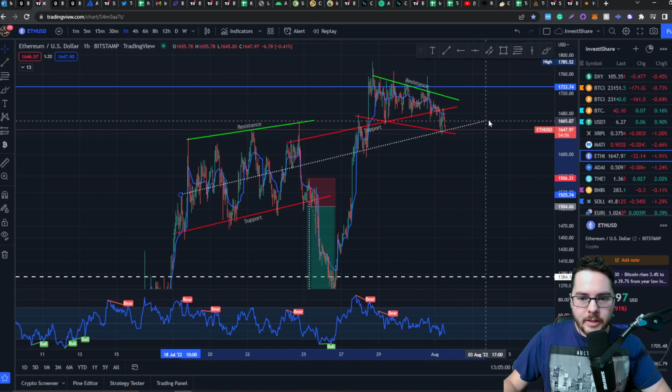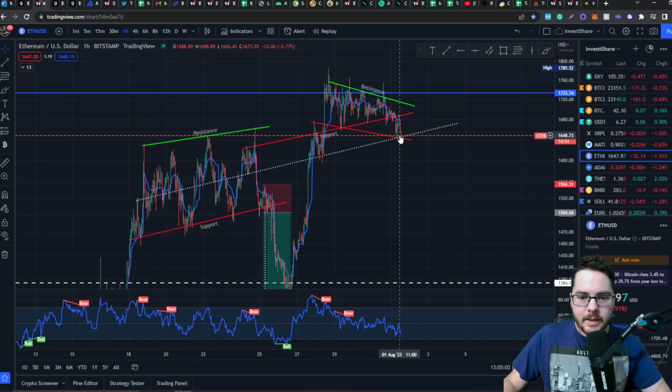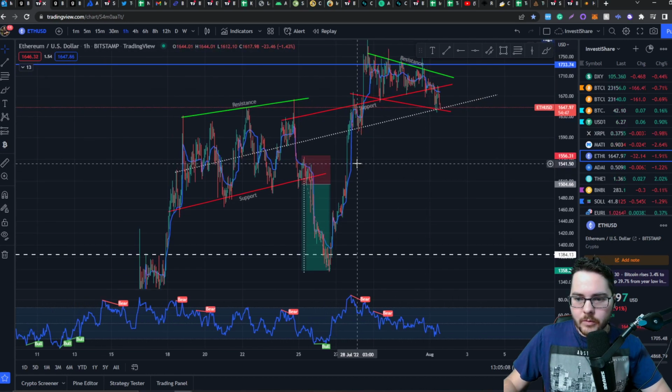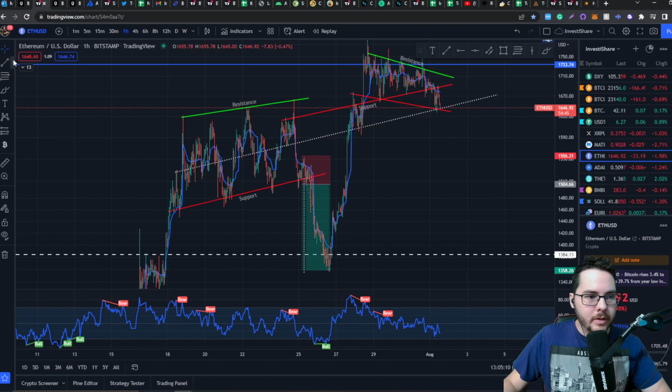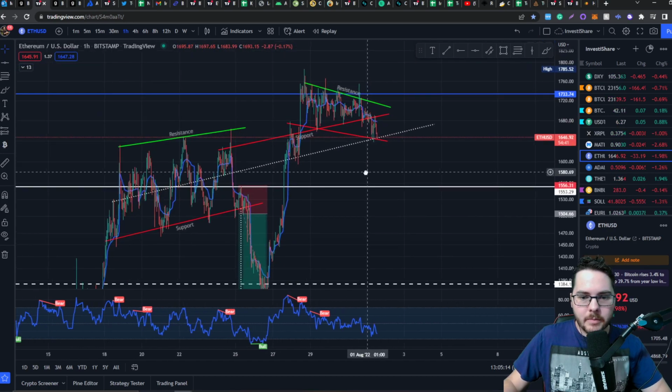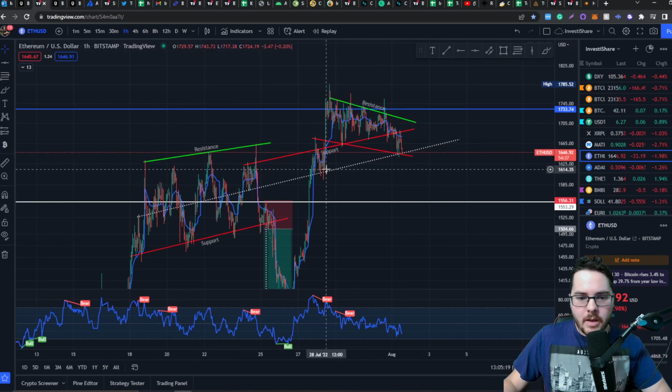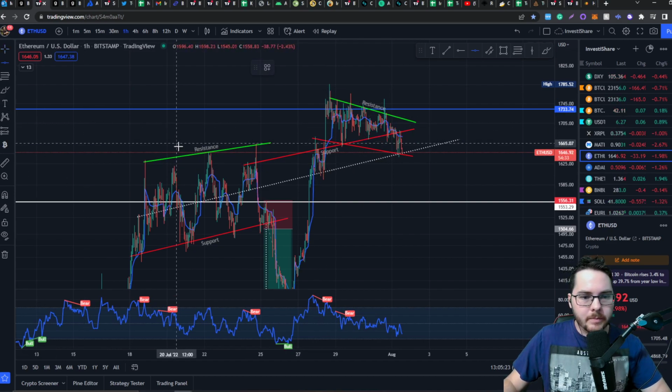Let's take a look here. So if it breaks this area of support, I would look at 1540 for your first take profit area. So I'm going to put my horizontal line here. So yeah, around 1550 will be my first take profit area, unless we start seeing a support bounce roughly around here.